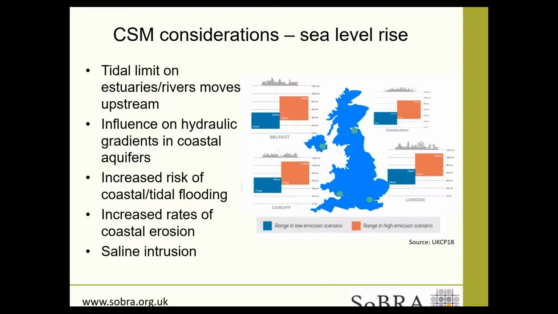Another consequence of global warming is that sea levels are projected to rise, and this might affect the tidal limit on rivers and estuaries moving upstream. It could influence hydraulic gradients in coastal groundwater. You could see an increased risk of coastal and tidal flooding. Potentially there could be more saline intrusion, and salinity might affect contaminant mobility and affect the water quality of coastal groundwater aquifers. Some of these impacts will vary locally, and it will depend on whether natural and man-made barriers are built and/or maintained.